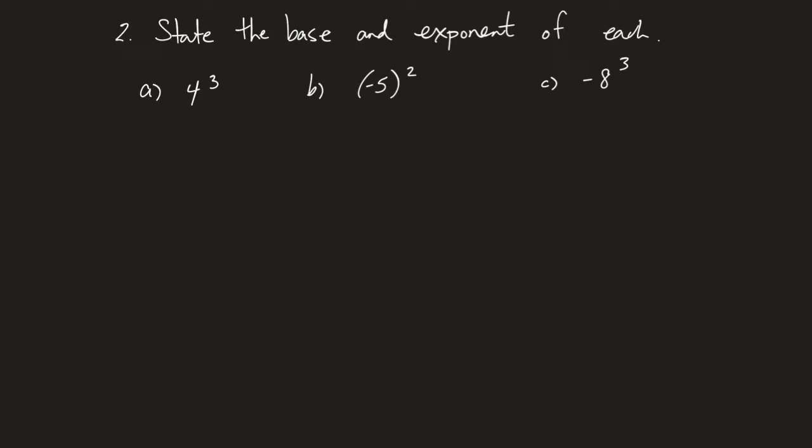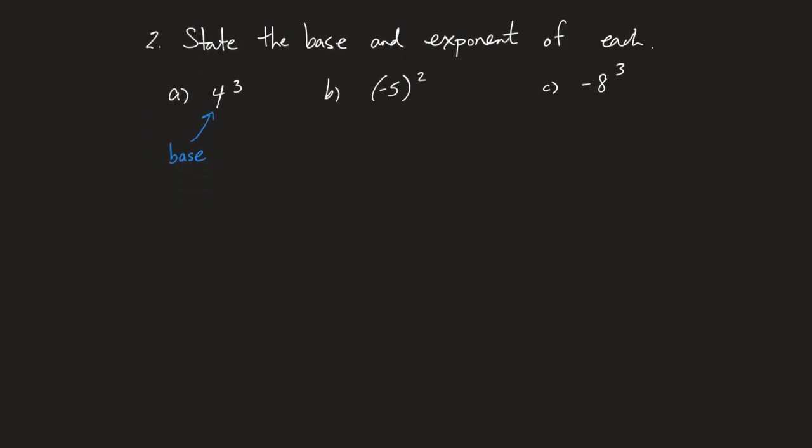Okay, so we're back. Take a look at the first one, and what we have then is our base of 4 and our exponent of 3. Okay, let's take a look at B. B shows up a base of negative 5, and I can see that that was put to an exponent of 2.